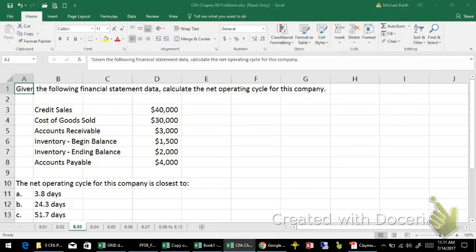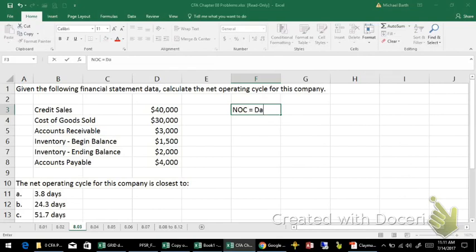This is problem 8.03 from chapter 8 of the CFA Institute textbook, Corporate Finance, A Practical Approach. In this problem, you're given a bunch of information and asked to calculate the net operating cycle.